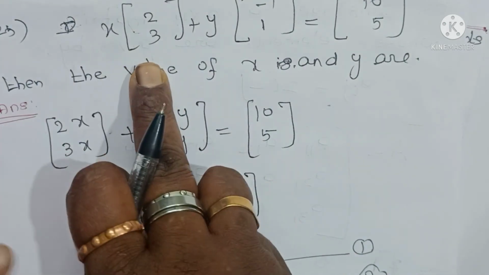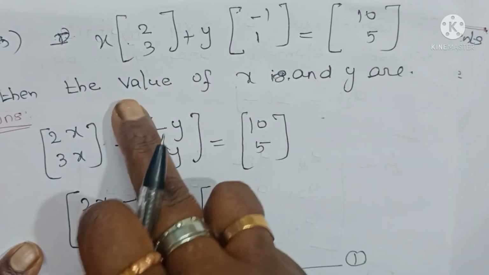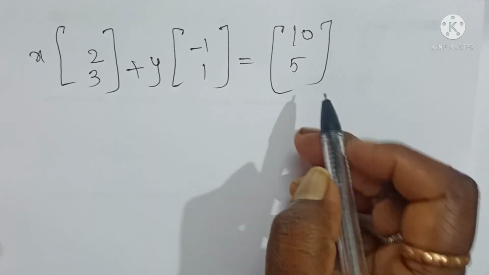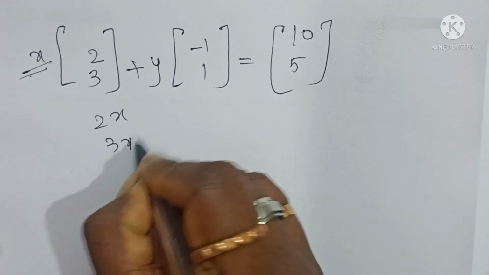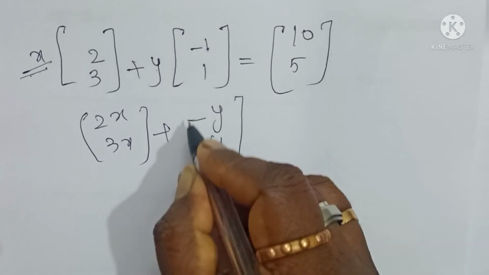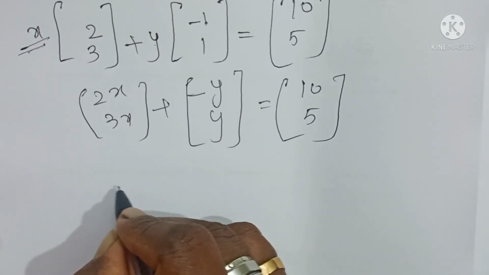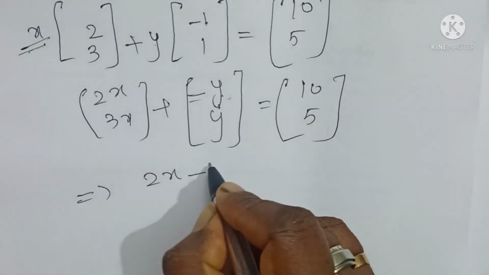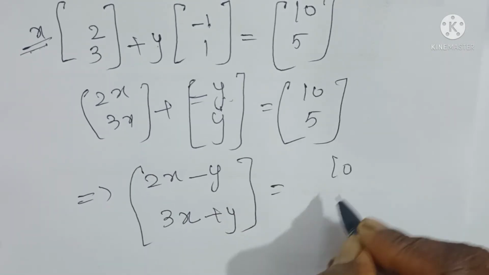If this they have given, then find the value of x and y. They have given this equation, and you have to find the value of x and y. First of all, you have to multiply x with all the numbers. So 2x, 3x. Here also with y: minus y, y, which is equal to 10, 5. So you have to add these two. So 2x, second number minus y, then here 3x plus y, which is equal to 10, 5.